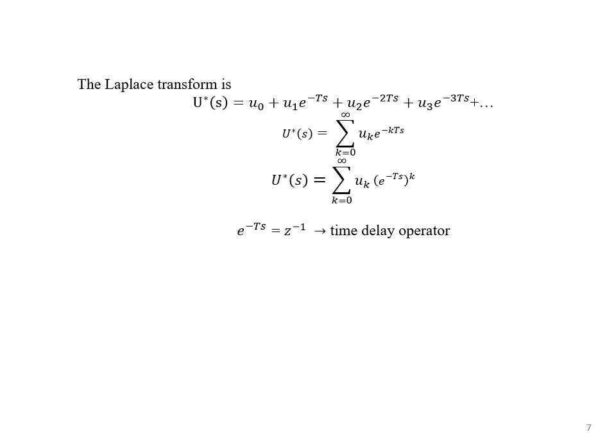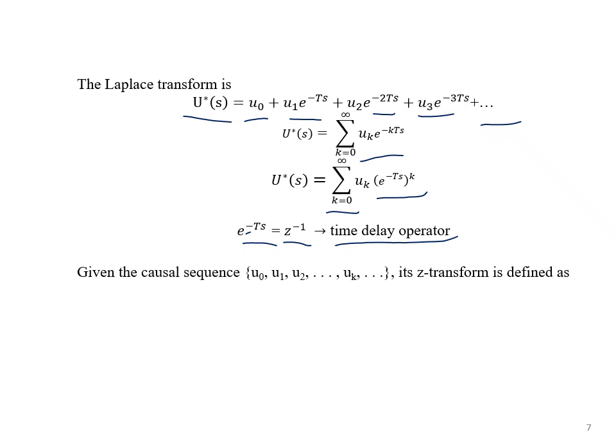The Laplace transform of the discrete u of t, which is u star of s, equals u0 plus u1 times e power negative Ts, u2 times e power negative 2Ts, u3 times e power negative 3Ts, and so on. Then in the summation form, summation k equals 0 to infinity, uk e power negative kTs, which is uk times e power negative Ts, to the power k. We define z inverse, z power negative 1, as e power negative Ts, which is a time delay operator.